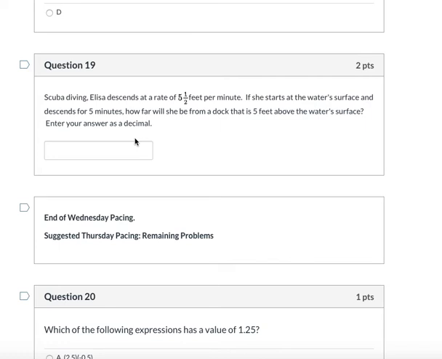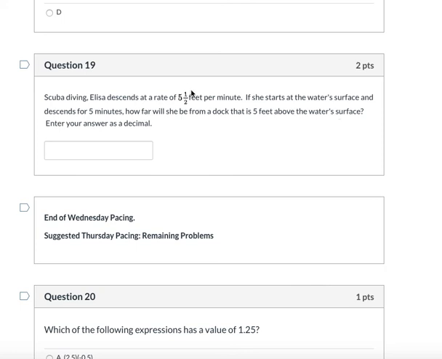When you are setting up this problem, I know it's the same name and it looks very similar to the problem that you worked on previously, but you have to think about if this was a number line and we had that vertical number line set up, 0 would be the water's surface, but it's asking you how far will she be from a dock that is 5 feet above the water surface. So you have to calculate how far below she goes, but then also add in that you have this distance from the dock that is 5 feet above the water surface.